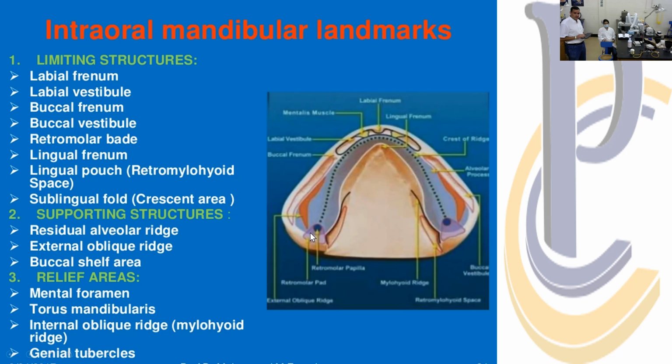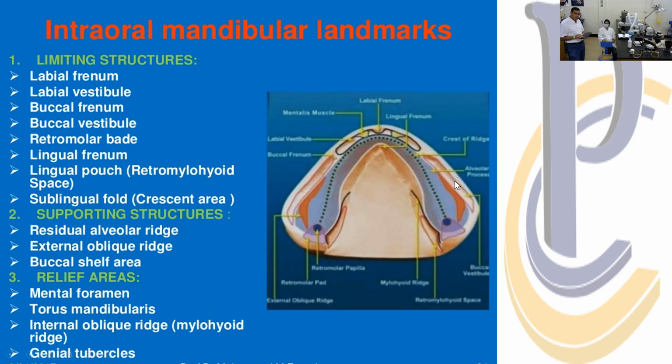This is the retromolar area. Here is a little fibrous tissue, and there is muscle attachment here. So the denture should not extend over here. And the denture should not extend here because here is the tongue. On the cheek side, there's a good bone here. They call it the buccal shelf. So you can put support here, this brown area. But the extent of the denture should not follow here.